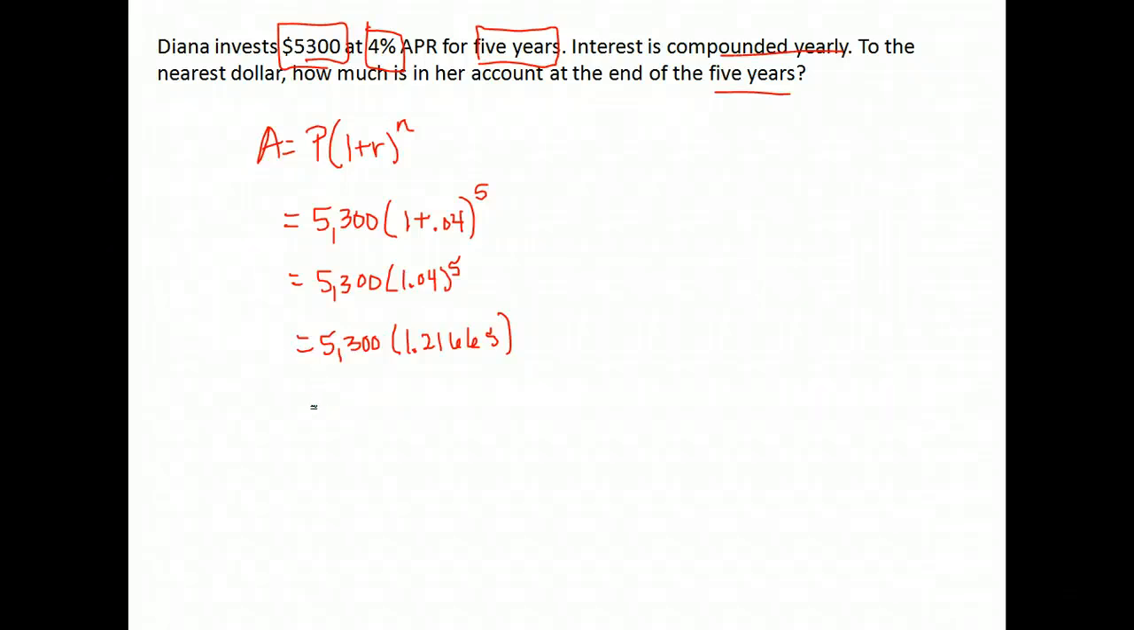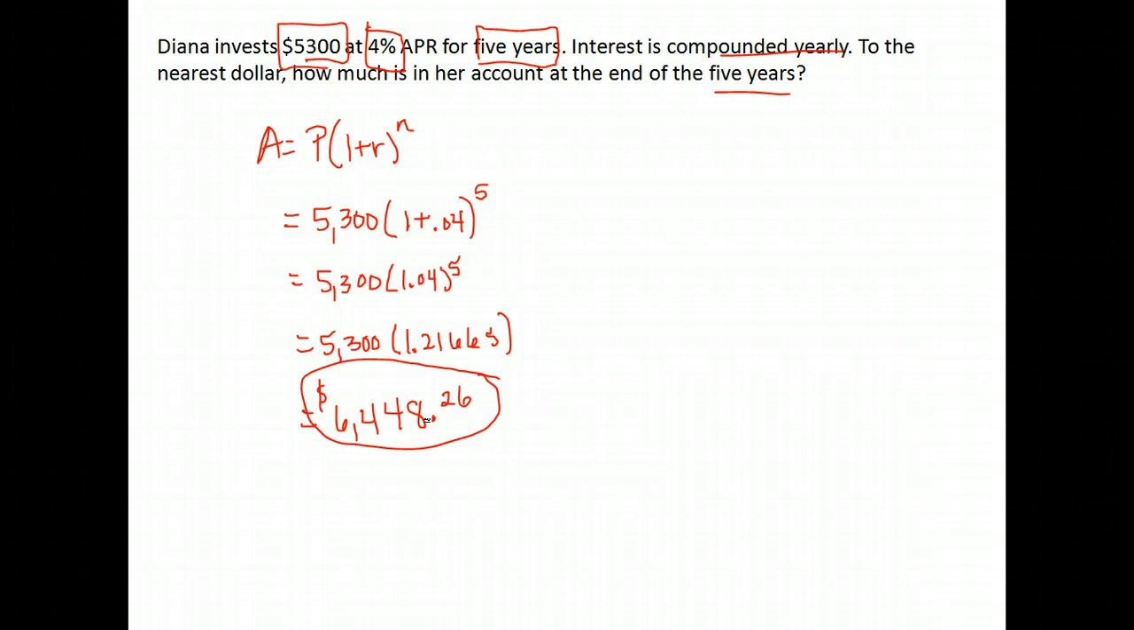So if you're getting a little different number than me, it's probably because you rounded the number off and multiplied, rather than just leaving the number in your calculator and using the full thing. You should get around $6,500 or $6,400, but the exact answer is $6,448.26.